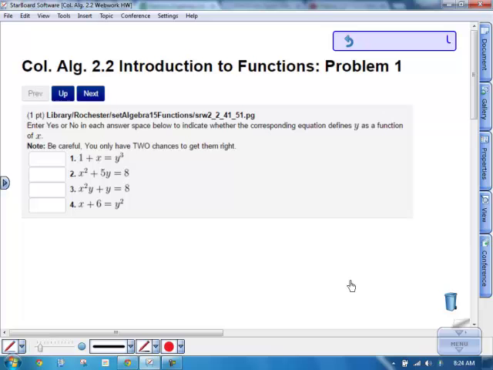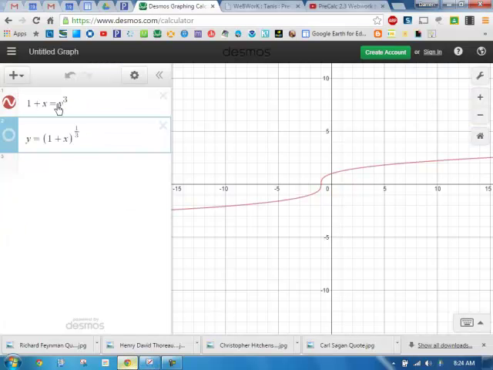Now, Desmos is really handy for these because you can type them in. So the first one, you can type this right in, just like it is, and you can see the function right away without having to solve for y. And this one does pass the vertical line test. The vertical line never intersects it in more than one spot. I know it looks like it does right here, but that's not a vertical line. It's got a really steep slope, but it's not vertical. So this is a function.